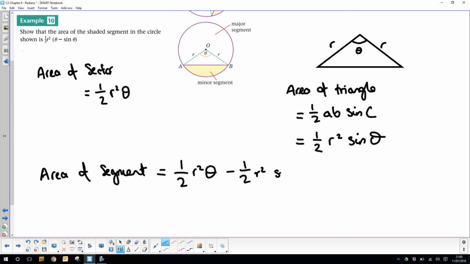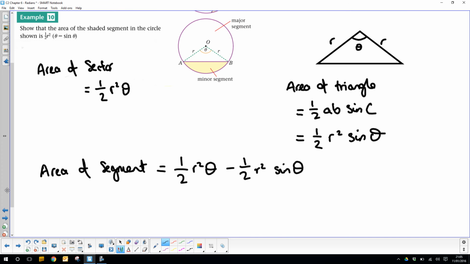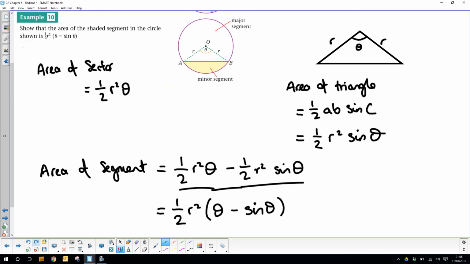Now that's not the same as theirs. Theirs has a slightly different look to it, and to get that we are going to take a factor of a half and r squared out of both. So a half r squared, and then we would times that by theta to get this first part, and then we need to minus sine theta to get this second part. And we are left with the area of a segment, a minor segment, okay? Or a major segment, actually.